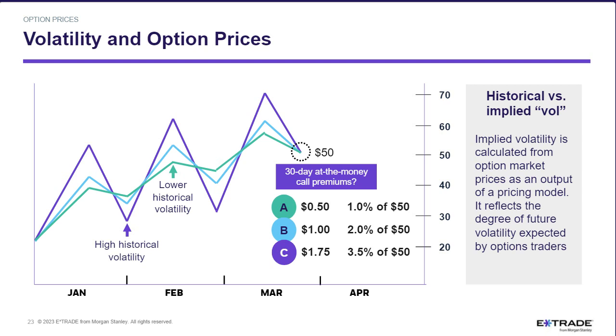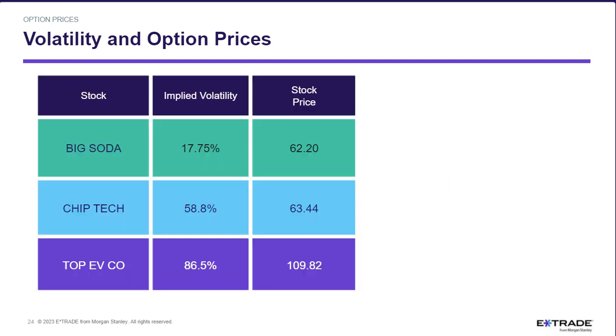So let me show you some real life examples of what I mean by this idea of implied volatility and how it's related to option prices. I've got fake names for the stocks here, but I think you get the idea. The first one is a company that I'm calling Big Soda. The second one is called Chiptech, and the third one is Top EV Co. These are actual stocks, and I just took data from them on a particular day.